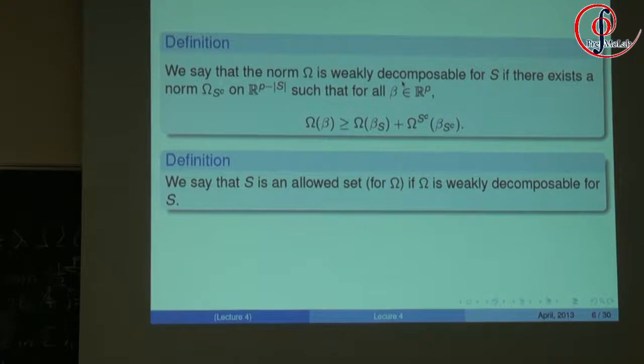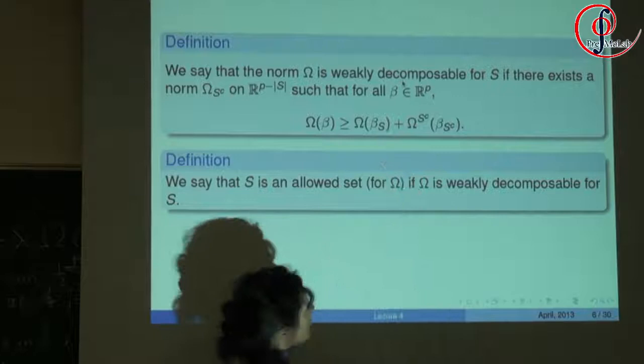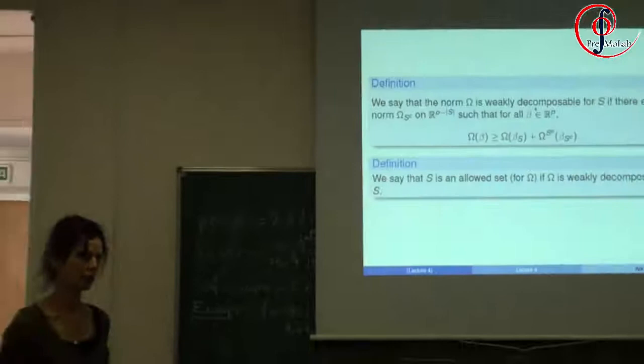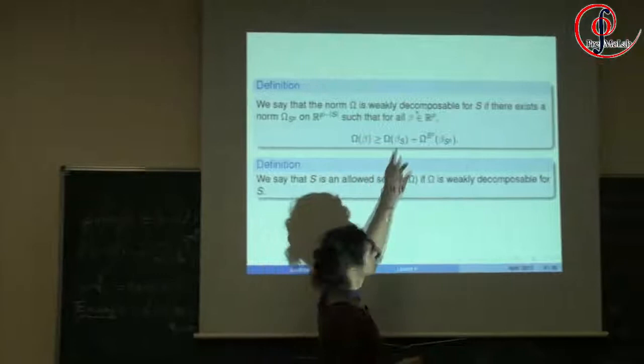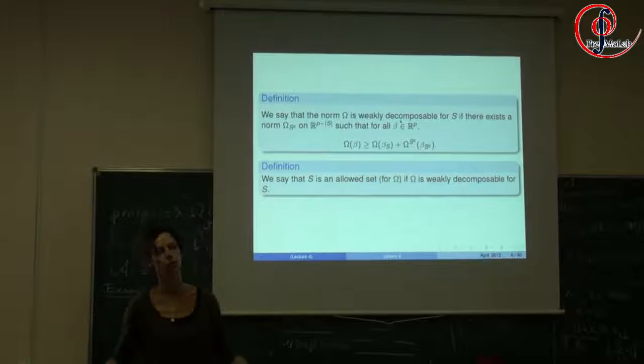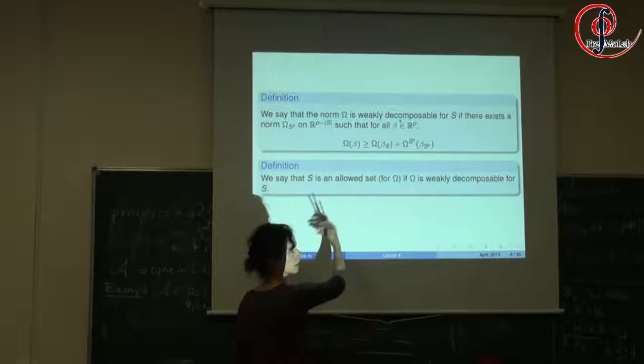So whether or not you can decompose your norm in this way depends on what set S you choose. And if it can be done, we call such a set S allowed. Think about the group lasso: such a set S has to be a union of groups. You cannot take parts of groups in S, parts in S and parts not, because then it will not be decomposed. Either you take the whole group or not. And then the union of those groups is our allowed sets. That's what it means.